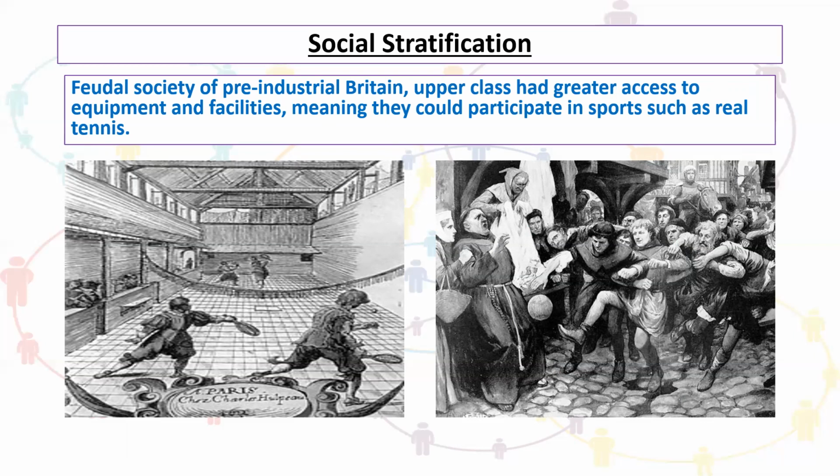whereas the lower classes were left to play things like mob football, which was the complete opposite, in that it didn't require any level of facilities or equipment or even any sort of structure. It was more or less just absolute mayhem. It was rough, it was violent, it didn't have any rules or structure, and it was played by the masses. And it's because of their position in this social stratification, this organized structure, that this was the type of sport and activity that they engaged with.